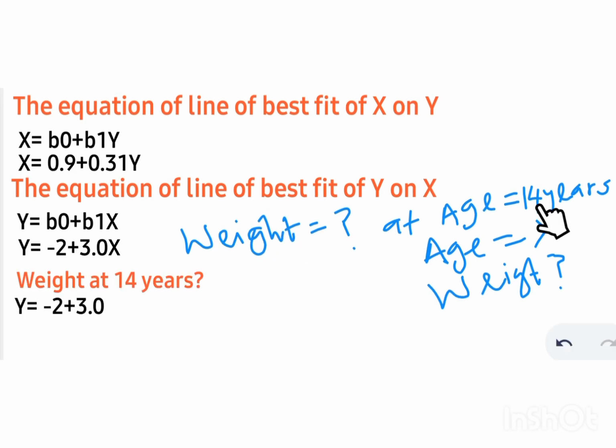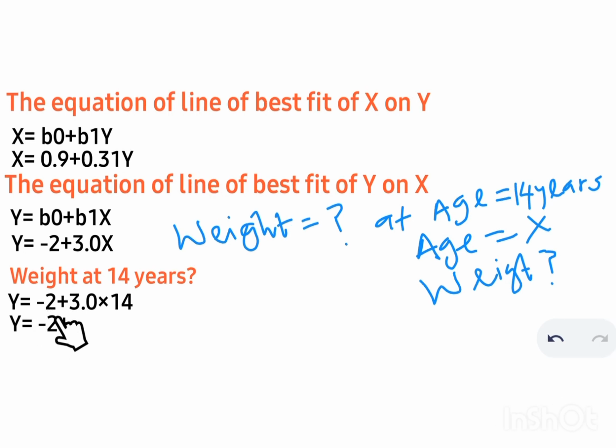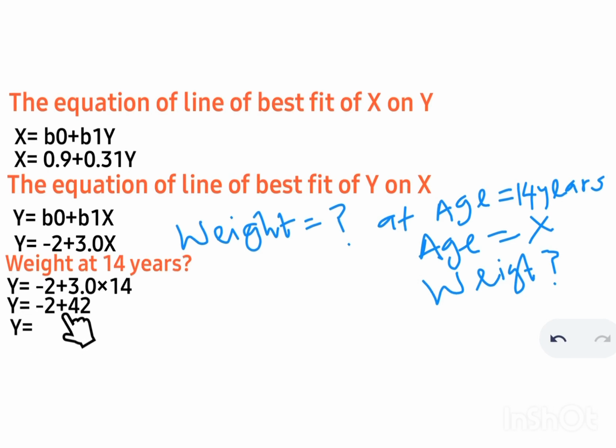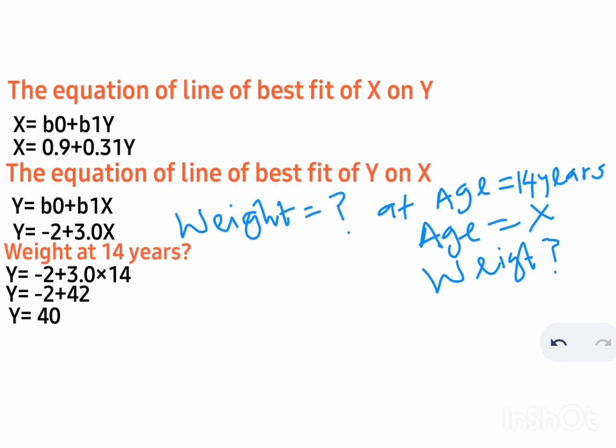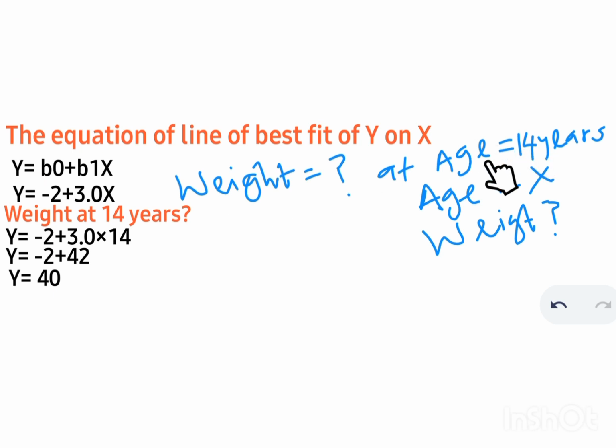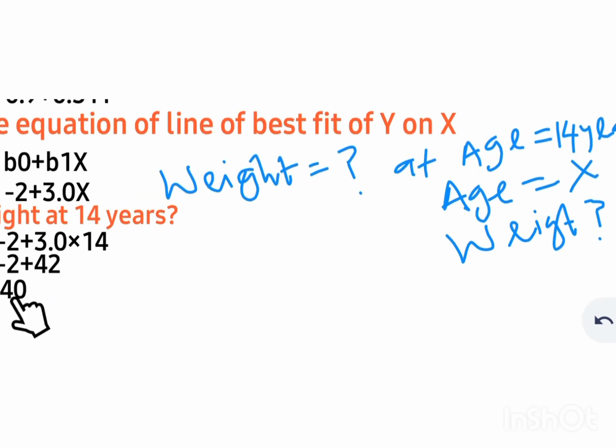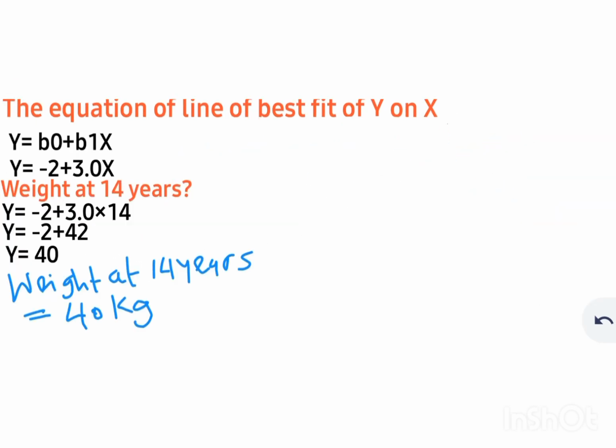Have y equal minus 2 plus 3 times 14. And going forward, we have y equal minus 2 plus 3 times 14 gives 42. And we write that now. So y will be minus 2 plus 42. Of course, we have 40 here. Therefore, the weight of that child at 14 years equal 40 kilograms. And so we succeeded in answering question 2. Let's proceed to answering question 3 now.